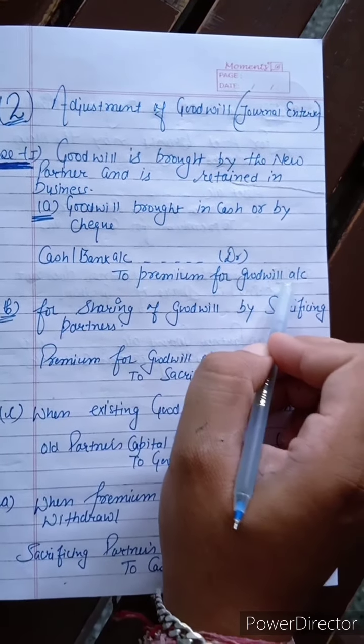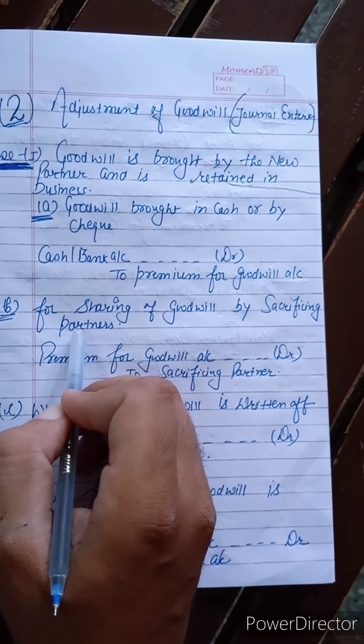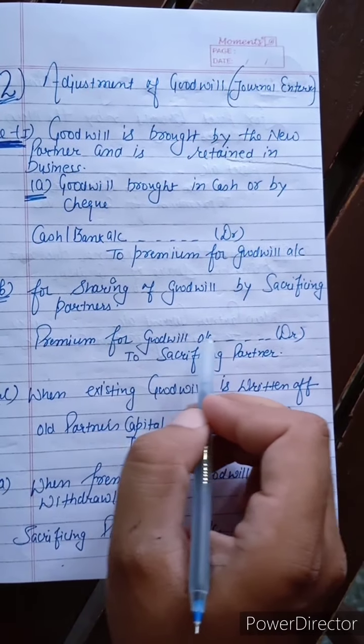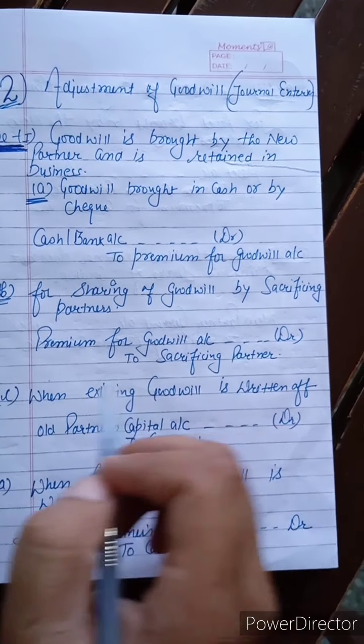premium for goodwill. Second, for sharing of goodwill by sacrificing partners in sacrifice ratio. So entry will be premium for goodwill account debit to sacrificing partners in sacrifice ratio.